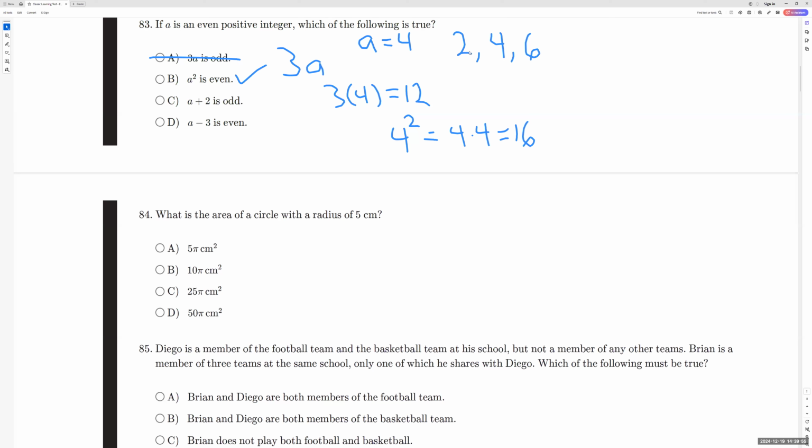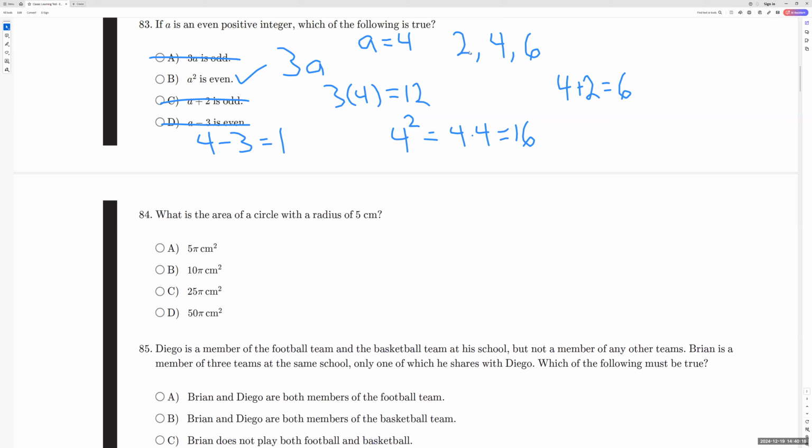Let's double check. A plus 2 is odd. So 4 plus 2, that would be 6. That is not odd, 6 is even. And then A minus 3 is even. 4 minus 3 is 1, and 1 is odd, not even. So indeed the answer there has to be B.